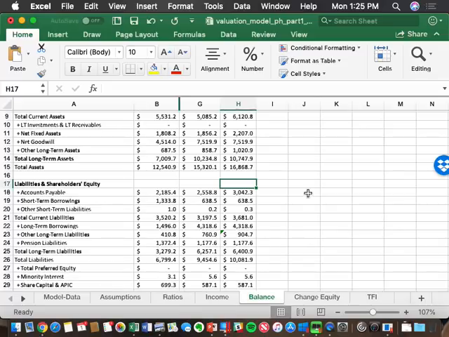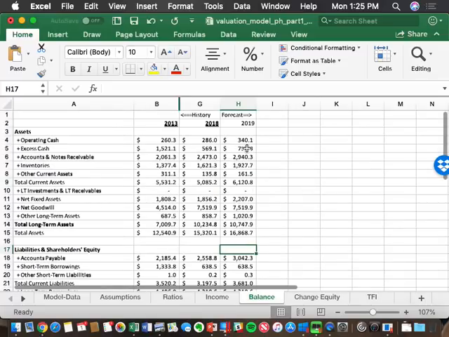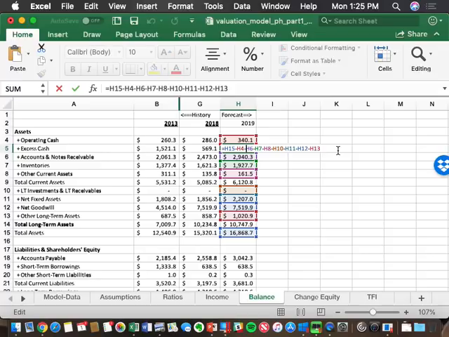Yes? It's basically H15 minus everything else that's not a sum. So minus H4, H6, H7, H8, H10, H11, H12, and H13. All the other current and long-term assets.